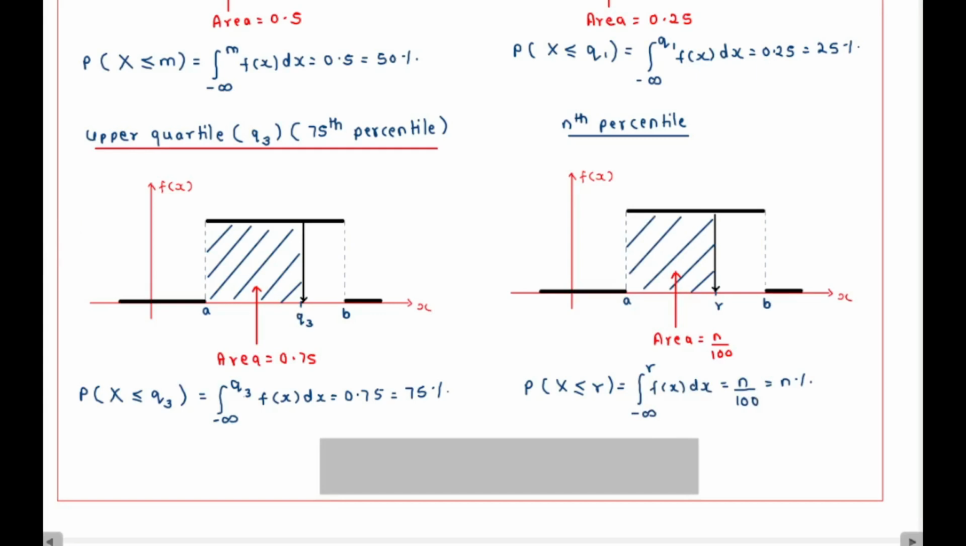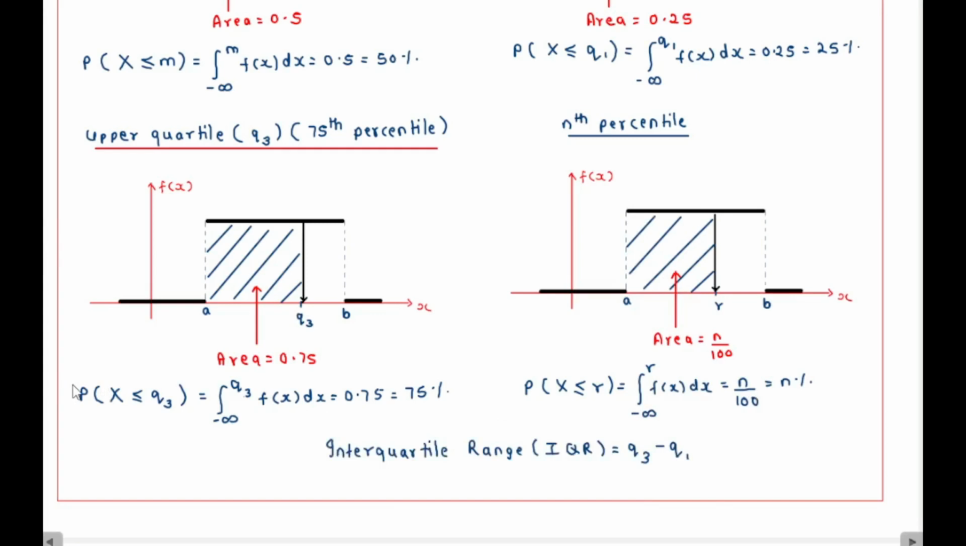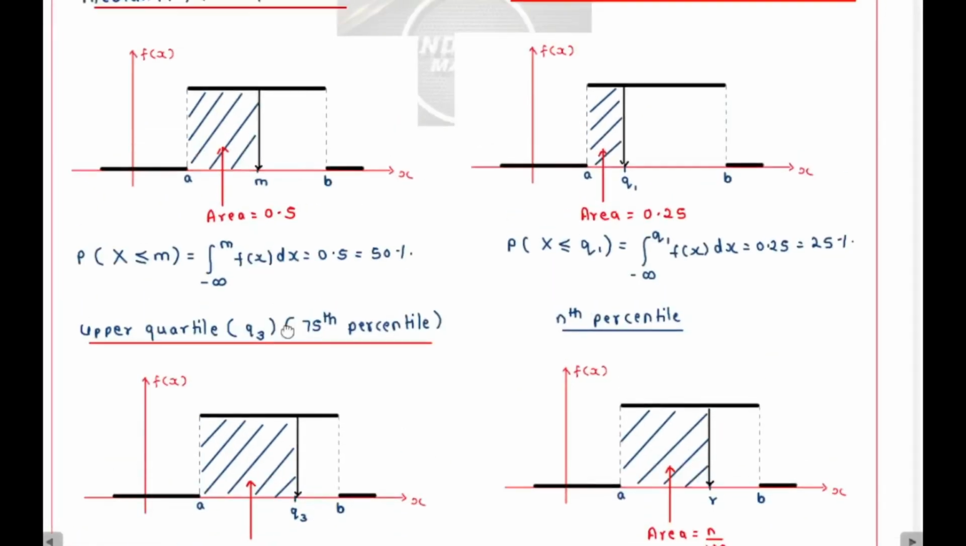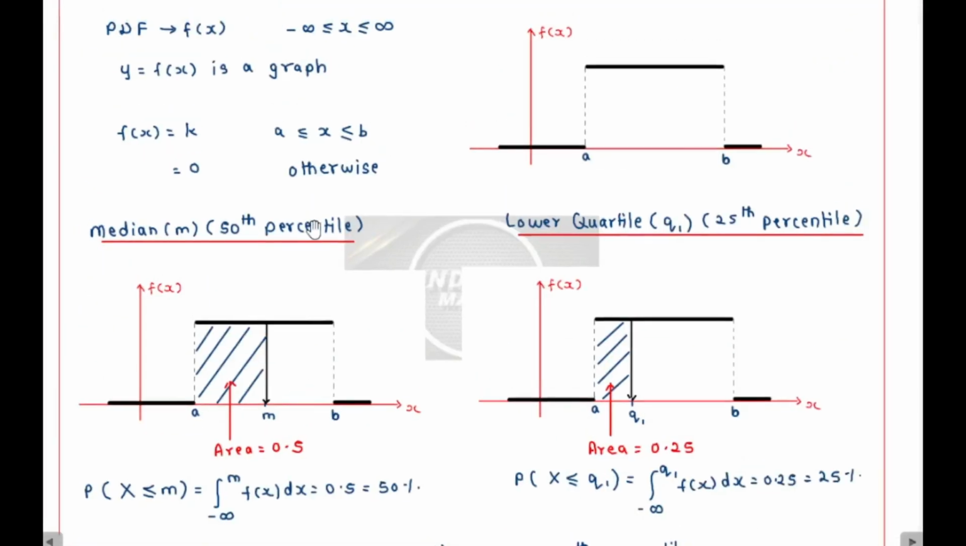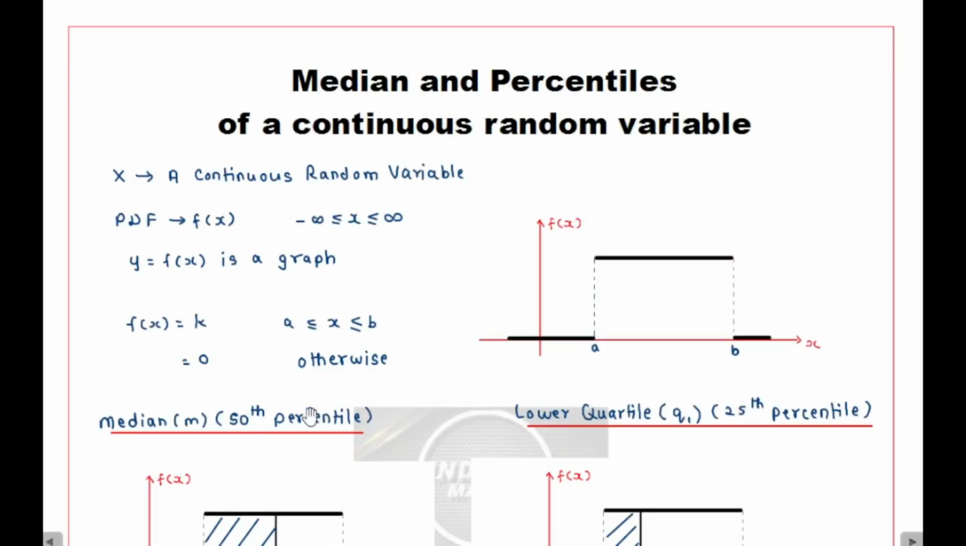So if we know the lower quartile and the upper quartile, then we can find something called the interquartile range. What is interquartile range? It is Q3 minus Q1, that is, the upper quartile value minus the lower quartile value. Hope you have understood this particular concept. Today's video is really short. In the next video, we will take certain examples on the same concept.